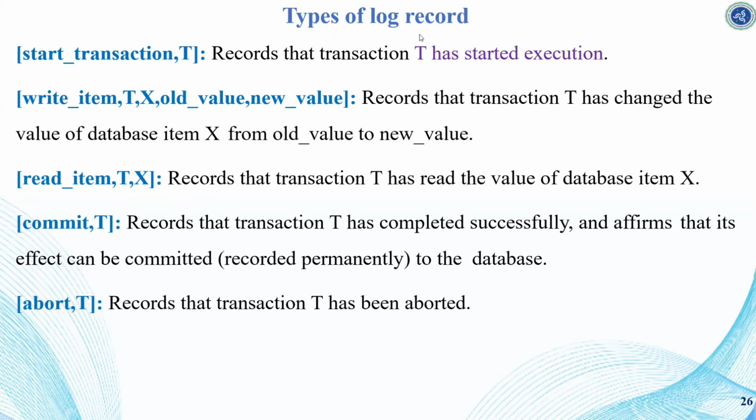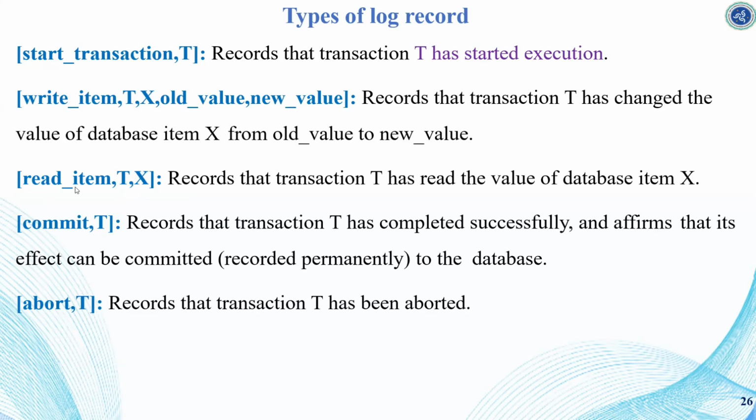So different types of log records are: this is a start_transaction format, T. That means that a transaction T has started the execution. This is another log record, that is write_item, T, X, old value, new value. That means that we are trying to do an update or write operation in a transaction T, where we are trying to update the value of X, and we have to specify the old value of X and the new updated value of X here.